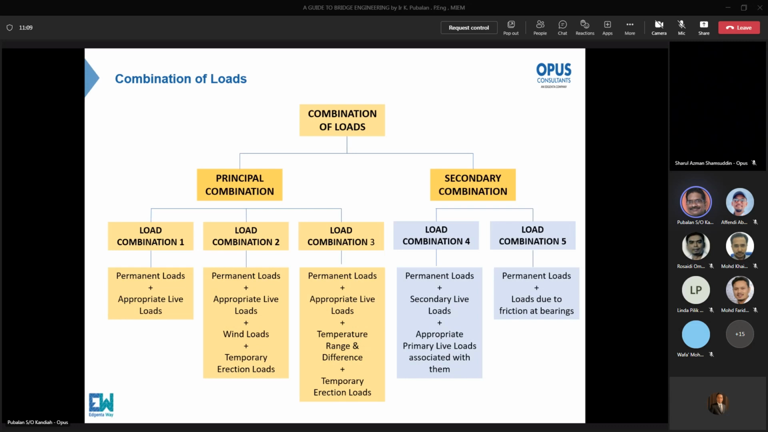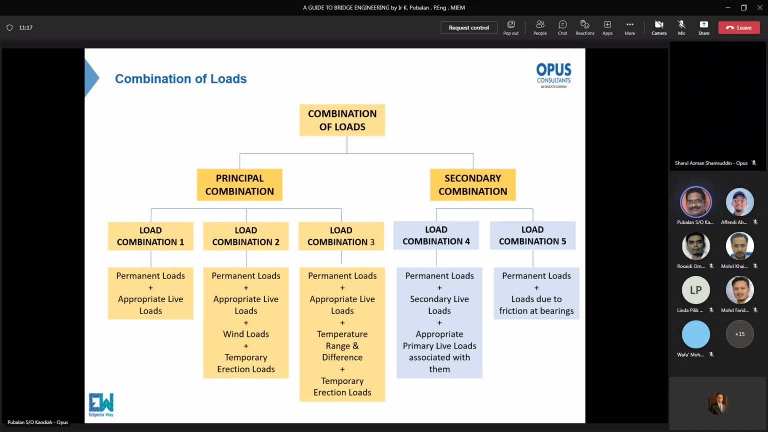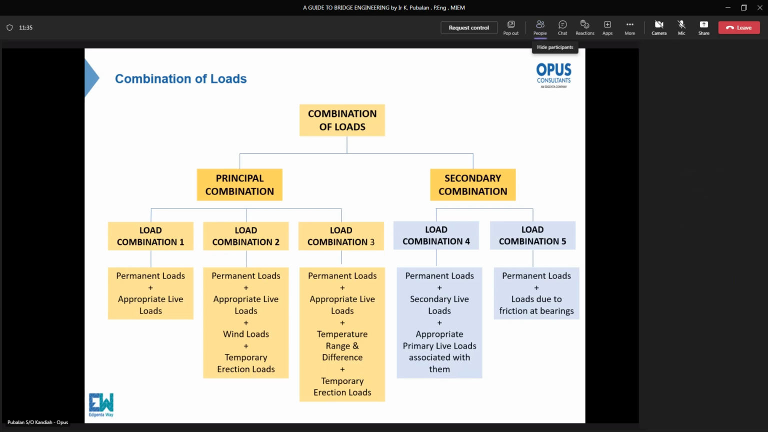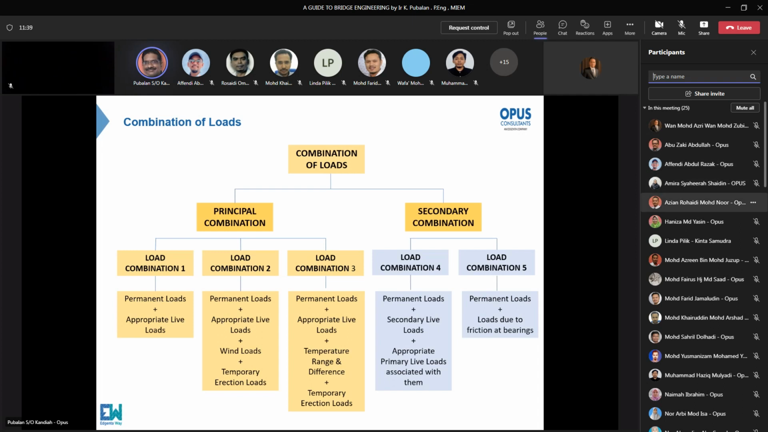So when it comes to dynamic loading, to have a cost-effective design, if you consider a very heavy vehicle on all the lanes, then the bridge will be extensively big, the beams will be extensively deep, and it will not be cost-effective, right? So when you talk about combination of loads for bridges, you have the principal combination and you have the secondary combination. So you have load combination 1, 2, 3, 4, and 5.